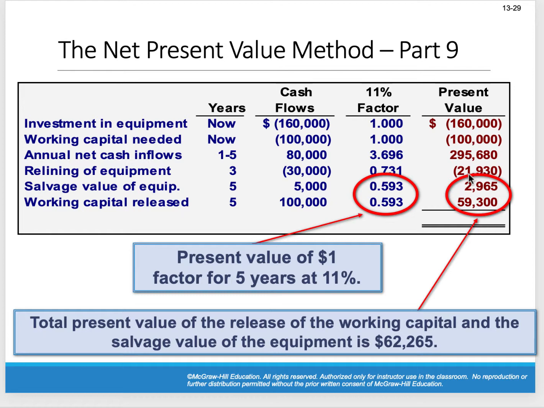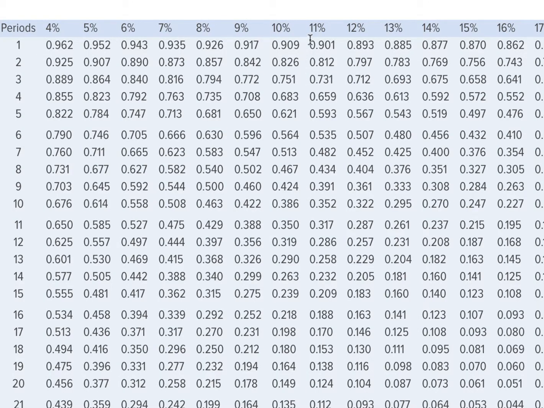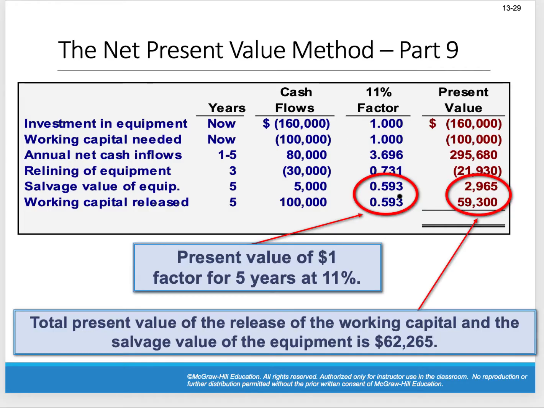In year 5, I'm going to get $5,000 from selling the machine. In year 5, that working capital that I have tied up is going to be released. So I need to figure out how much $5,000 five years from now is worth today. I find my factor, which again, I go to 11%, scroll all the way down to year 5, and I get 0.593, which is the same factor that we used. So that $5,000 that I'm going to get 5 years from now, how much is it worth today? $29.65. Same thing with the $100,000.